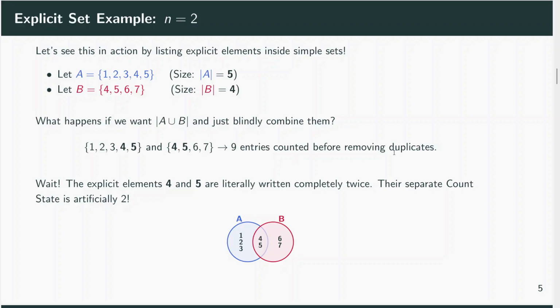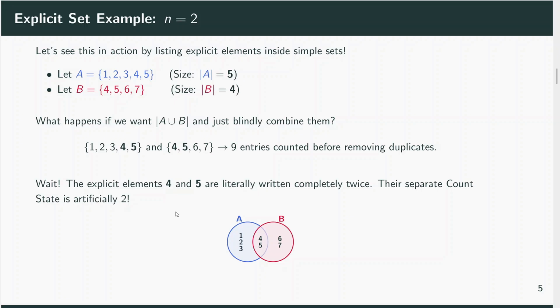But wait, look carefully at that list. The element 4 appears in it twice, once from A and once from B. And the element 5 appears twice as well, once from A and once from B. Both of those elements have a count state of 2. They have been counted twice, even though each of them is just one single thing. So our raw addition gives us 9, but there are not actually 9 distinct things here. There are duplicates hiding in there.